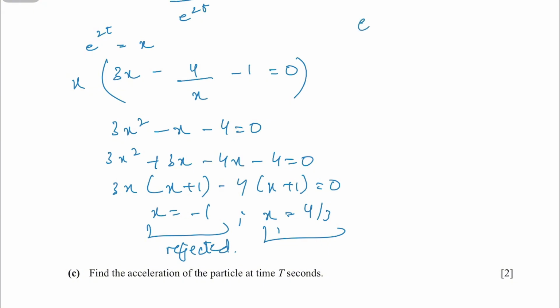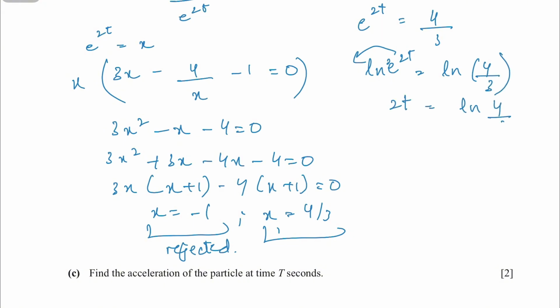So e power 2t is equal to 4 over 3. Taking ln on both sides, this would be ln e power 2t. The power would be coming over here. This would be ln 4 over 3. And then this would look like 2t equals ln 4 over 3. And then this 2 would be divided. So we'll get our final answer as (ln 4 over 3) upon 2 as our t.